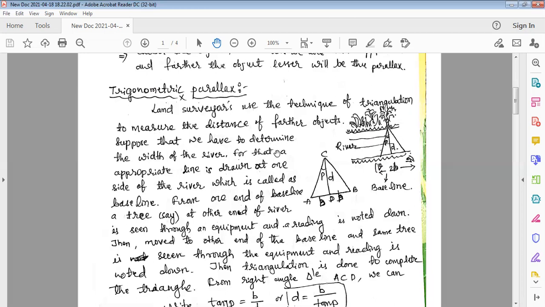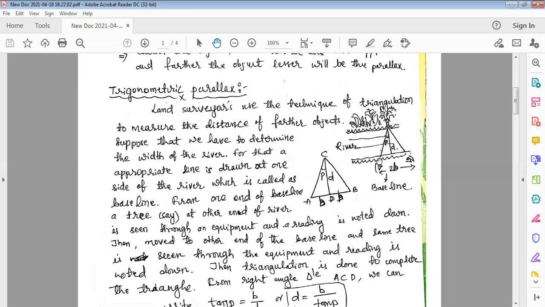Suppose that we have to determine the width of the river. For that, an appropriate line is drawn at one side of the river, which is called a baseline. You can see here a line is drawn, of magnitude 2b, and this is called the baseline. From one end of the baseline, a tree, say, at the other end of the river is seen through an equipment, and a reading is noted down.